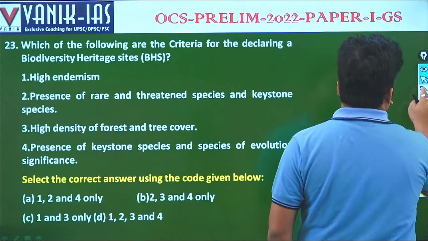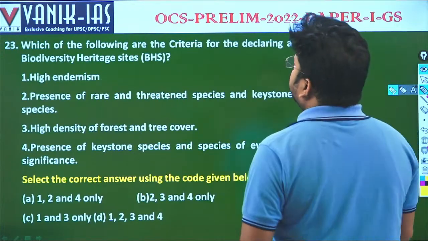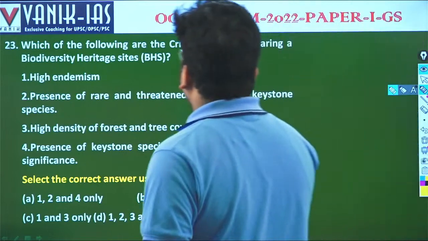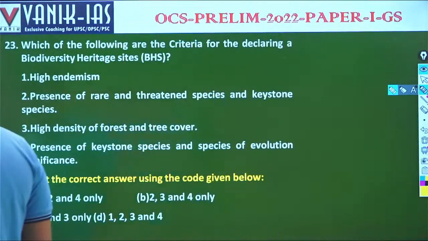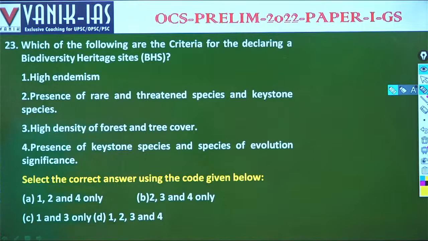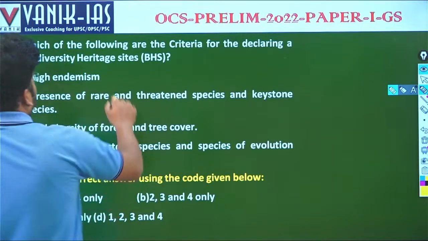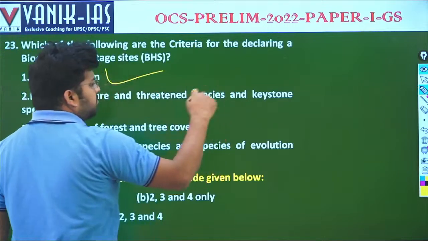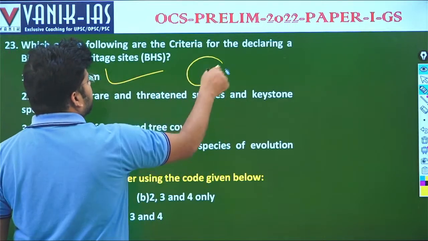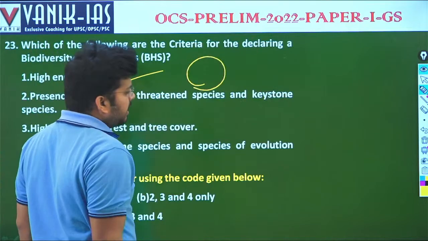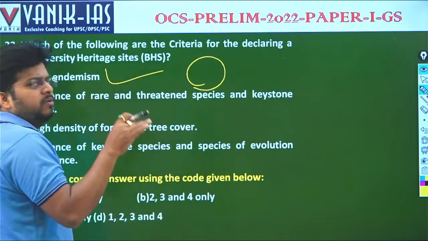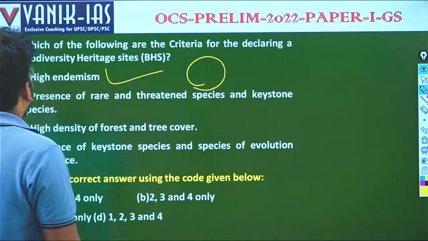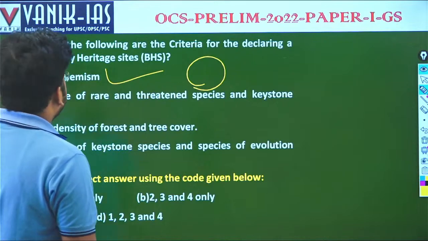Next. Which of the following statements are the criteria for declaring a Biodiversity Heritage Site, BHS? High endemism. High endemism means some species will be endemic to that particular area. They will not be found anywhere else. Only in Western Ghats means only in Western Ghats. That is endemism.